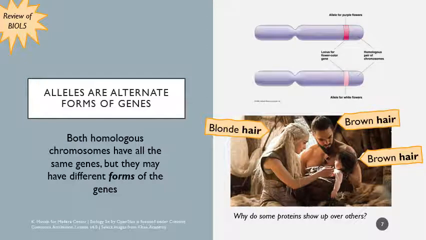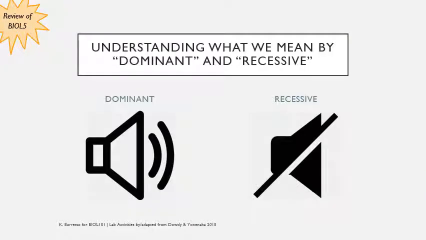But why do some proteins show up over others? There's different relationships between genes and between the proteins coded for by those genes that help us understand which one is actually going to be visible. So I like thinking about this in terms of volume. A dominant protein or a dominant trait is going to be what you can actually hear. So for example, if I'm blasting metal music, that's what you're going to be hearing.